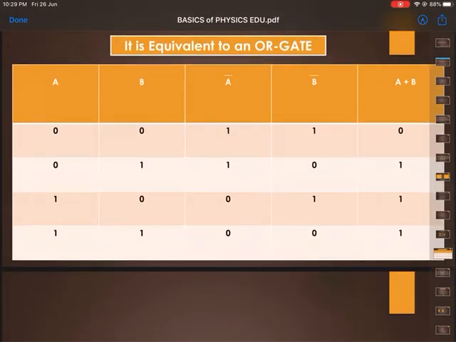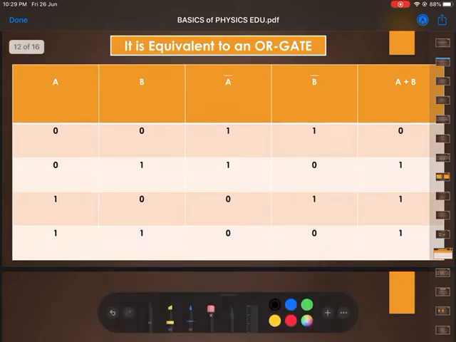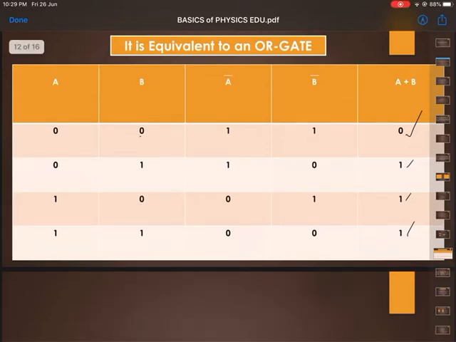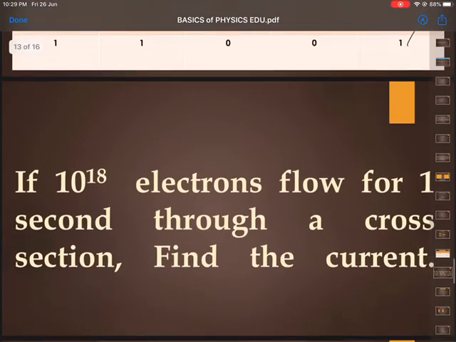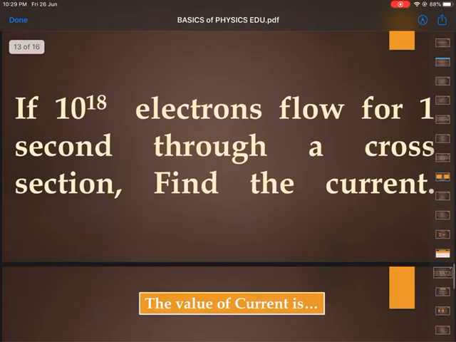We know in an OR operation, if both the inputs are 0, then only we get 0. If any one of them is 1, and if both are 1, we always get 1. This is how we have equivalents of gates.